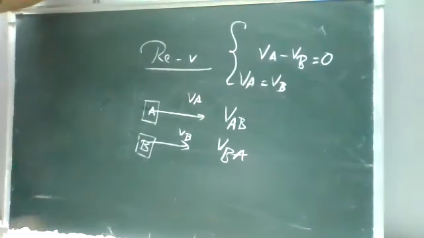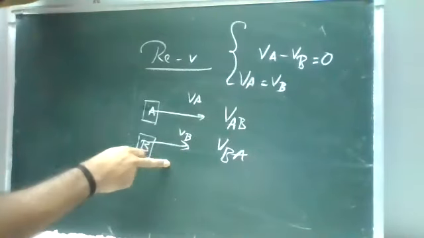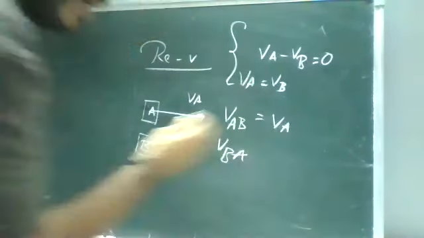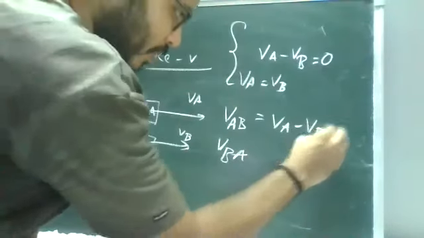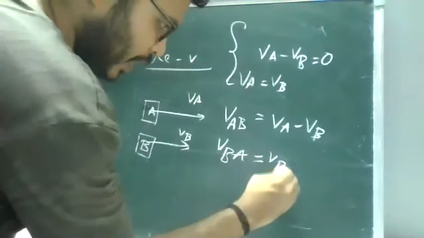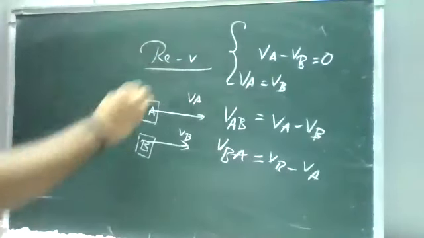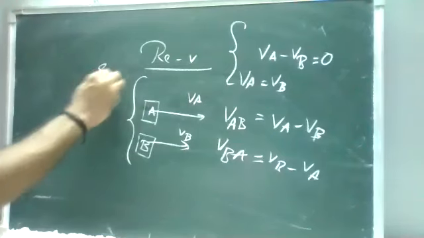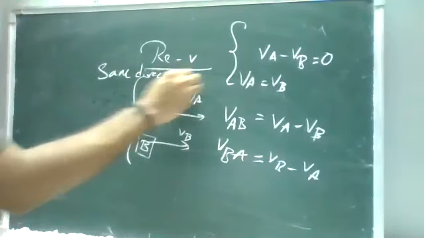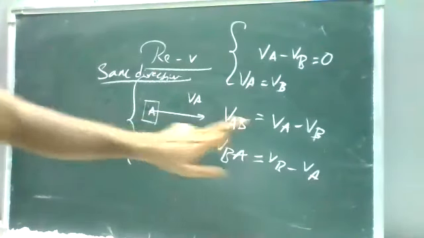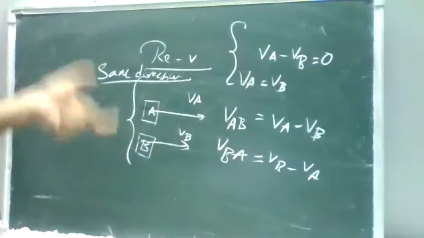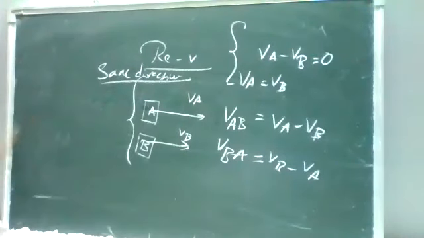Suppose both are different. When I'm comparing VA with respect to B, the velocities are different, so the difference will be there. So VA minus VB, and VB minus VA. So this relation will be there when both are traveling in the same direction. Same direction: VAB is equal to VA minus VB, VBA is equal to VB minus VA. This is your relative velocity, both traveling in the same direction.